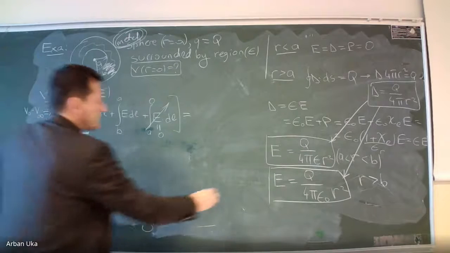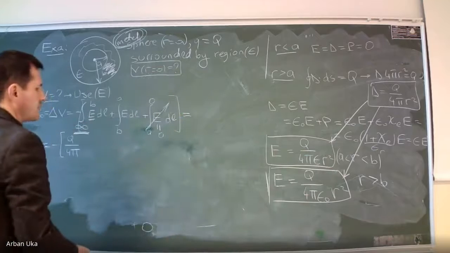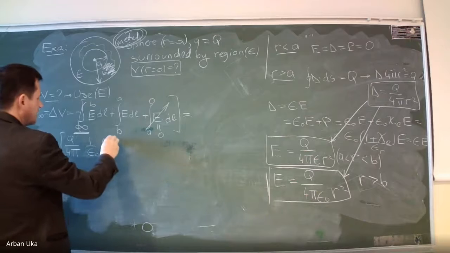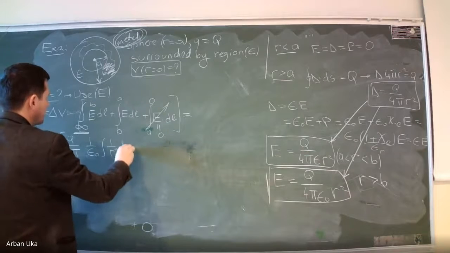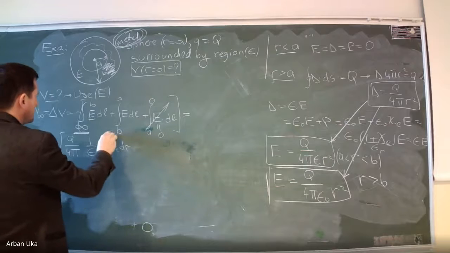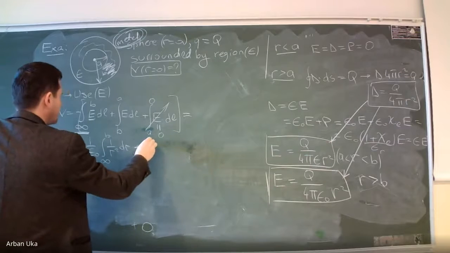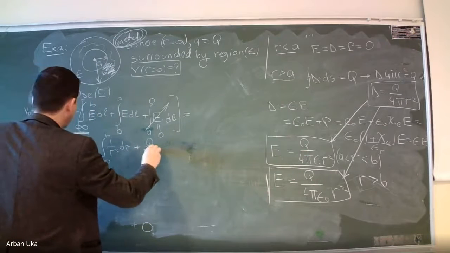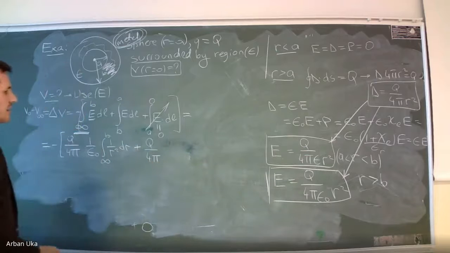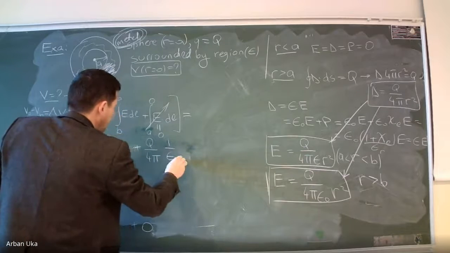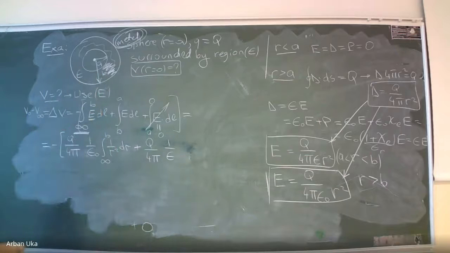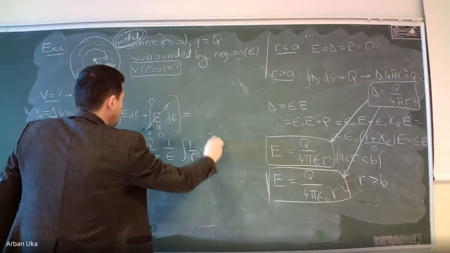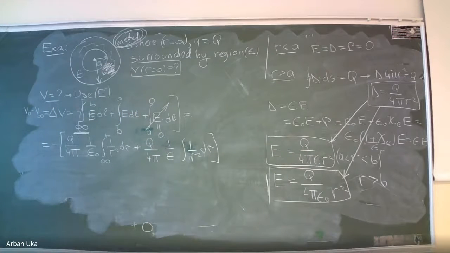We have this one, right? Because it's vacuum. So we have 1 over epsilon 0 integrating 1 over r squared dr from infinity to b. That's good. Plus the integral of this electric field. So we can factor out again Q over 4 pi times 1 over epsilon, integrating 1 over r squared dr. So this is all that we need.